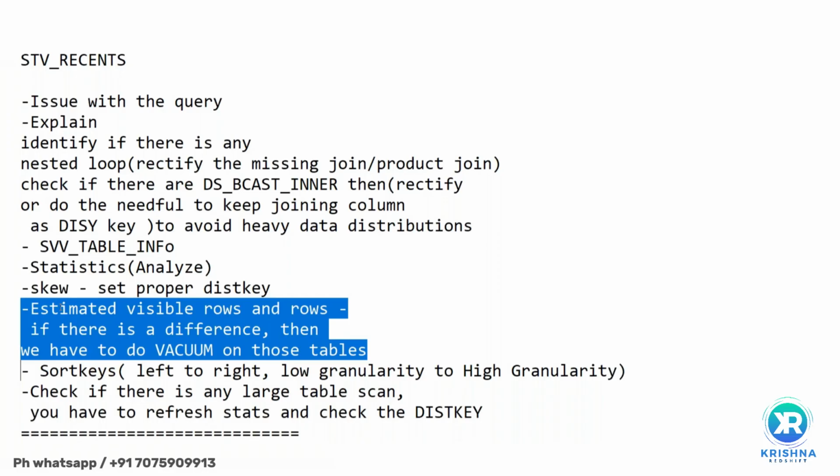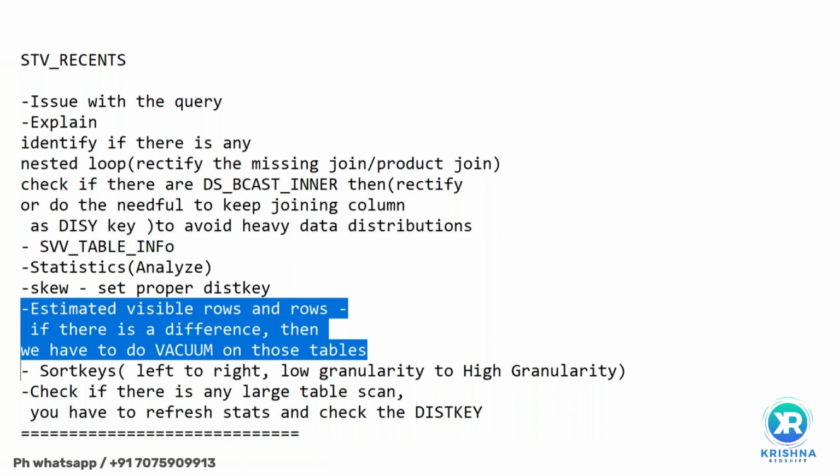Yeah, so sometimes changing the sort keys will help. I already said that sort keys, by default, are compound sort keys, but we should try to create the sort key from left to right: low granularity to high granularity, which means more duplicate values, or more duplicates means fewer unique values.